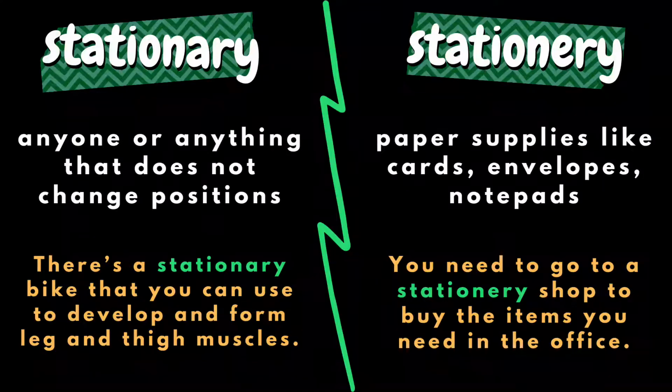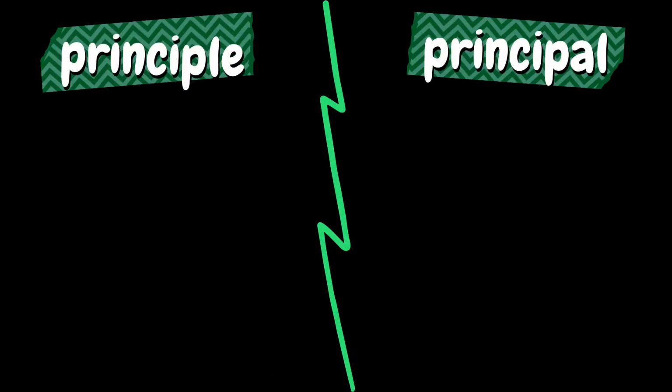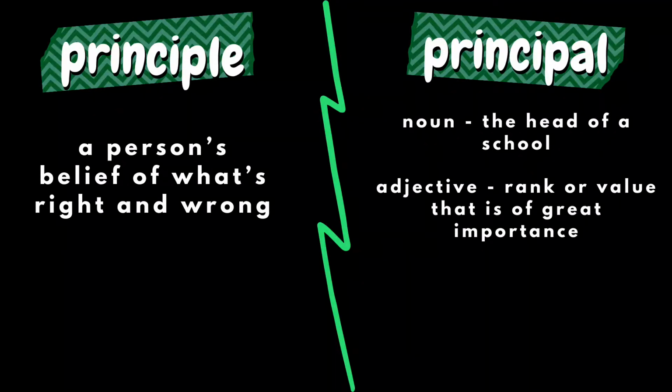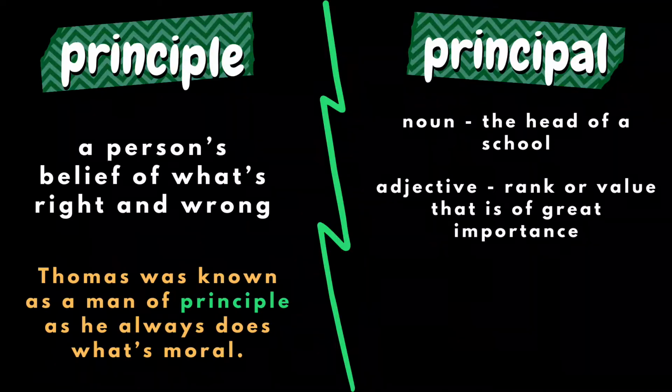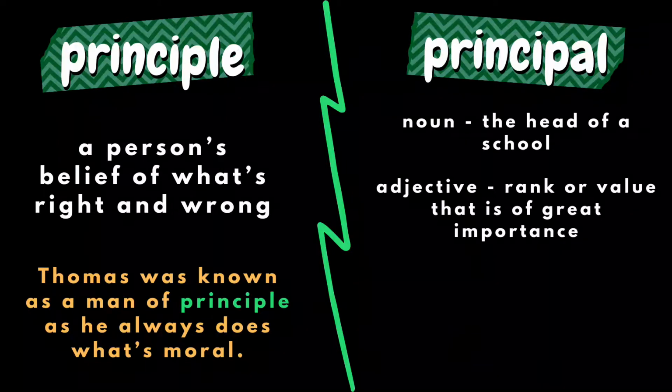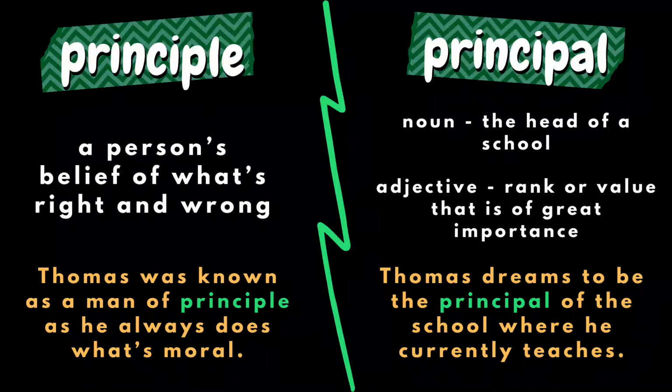The 13th pair is principle and principal. Principle is a noun that refers to a person's belief of what's right and wrong. Principal, as a noun, refers to the head of the school. As an adjective, it refers to a rank or value that is of great importance. For example, Thomas was known as a man of principle, as he always does what's moral. Thomas dreams to be the principal of the school where he currently teaches.